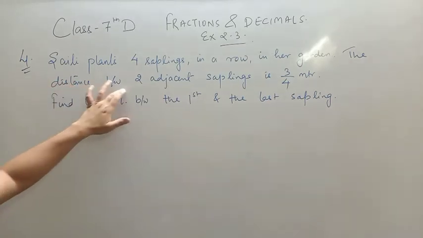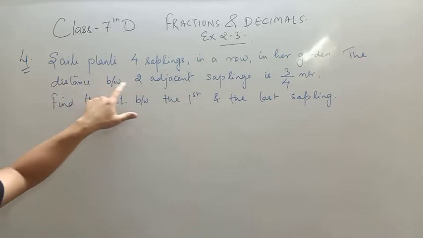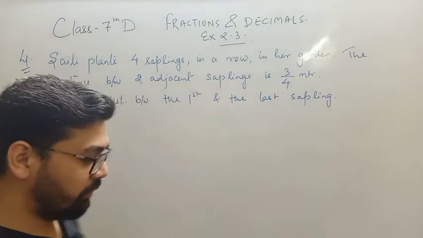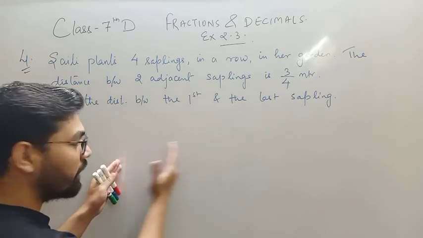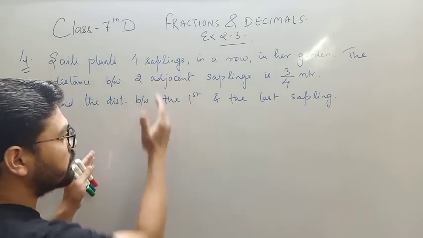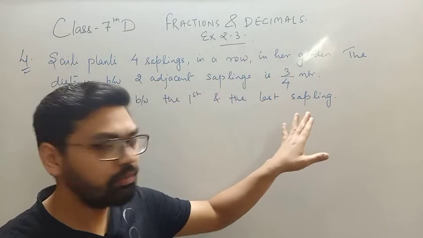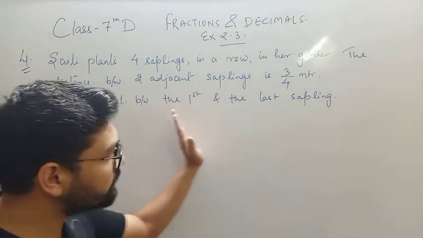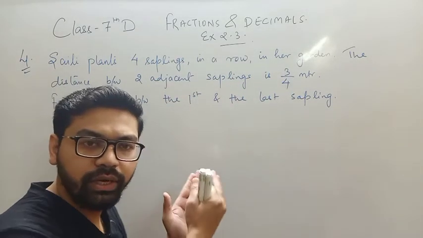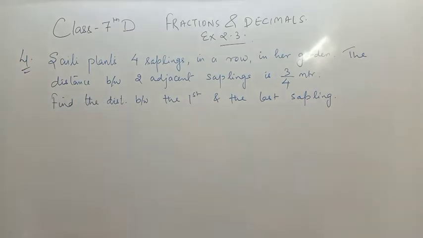The distance between two, this is between, okay. The distance between 2 adjacent saplings. What does this adjacent mean? One after another, or you can say side by side, right? In Hindi you can say adjacent means side by side. So the 2 adjacent saplings are 3 by 4 meters apart, and you need to find the distance between the first and the last sapling. That means you need to find the distance between the first sapling and the fourth sapling, okay. Now see how you can solve this question.